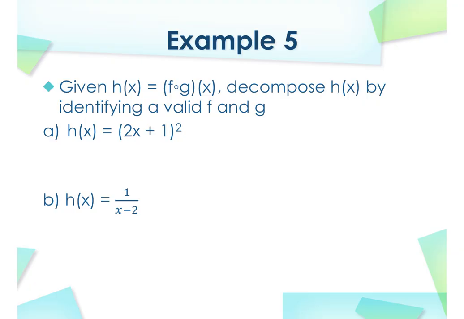So if I look at A, this is being raised to the second power, right? So if I made my parent function an x squared, then whatever I plug into the x squared would be the one on the right, the g, and the f would be the x squared. So what's the operation we're doing? We're squaring. I'm going to make that my f of x. And then what are you squaring? What's the input that you're squaring? What's inside the parentheses? 2x plus 1. I'm going to make that my g of x.